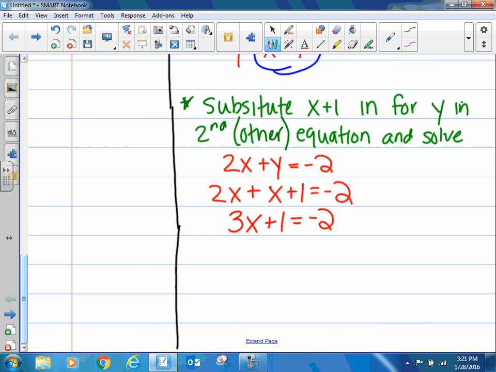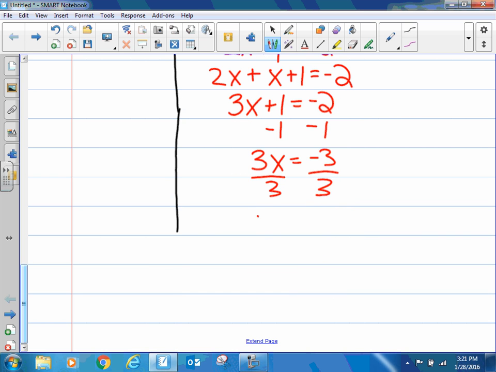3x plus 1 is equal to negative 2. We're going to move this over. 3x is equal to negative 3. Divide both sides by 3. And we get that x is equal to negative 1. So, like we mentioned, we are looking for an ordered pair, right? That's what our solution is going to be. Well, we already found one variable in our ordered pair. We know that x is going to be equal to negative 1.